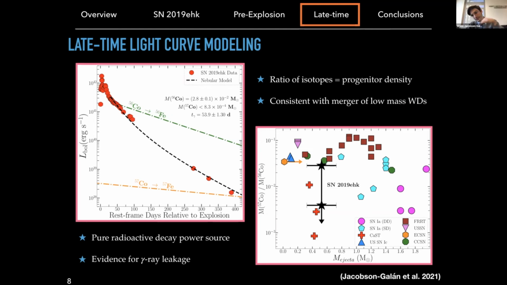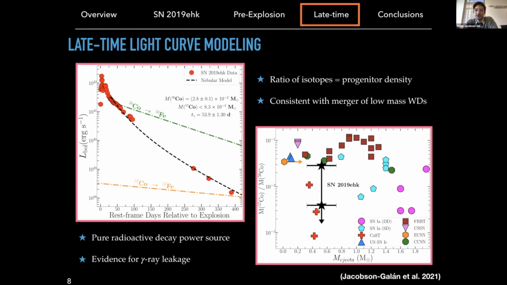Another thing you can actually do on the progenitor side is radioactive isotopes, especially cobalt-57 to cobalt-56. The mass ratio that you can infer can tell you about the progenitor density.